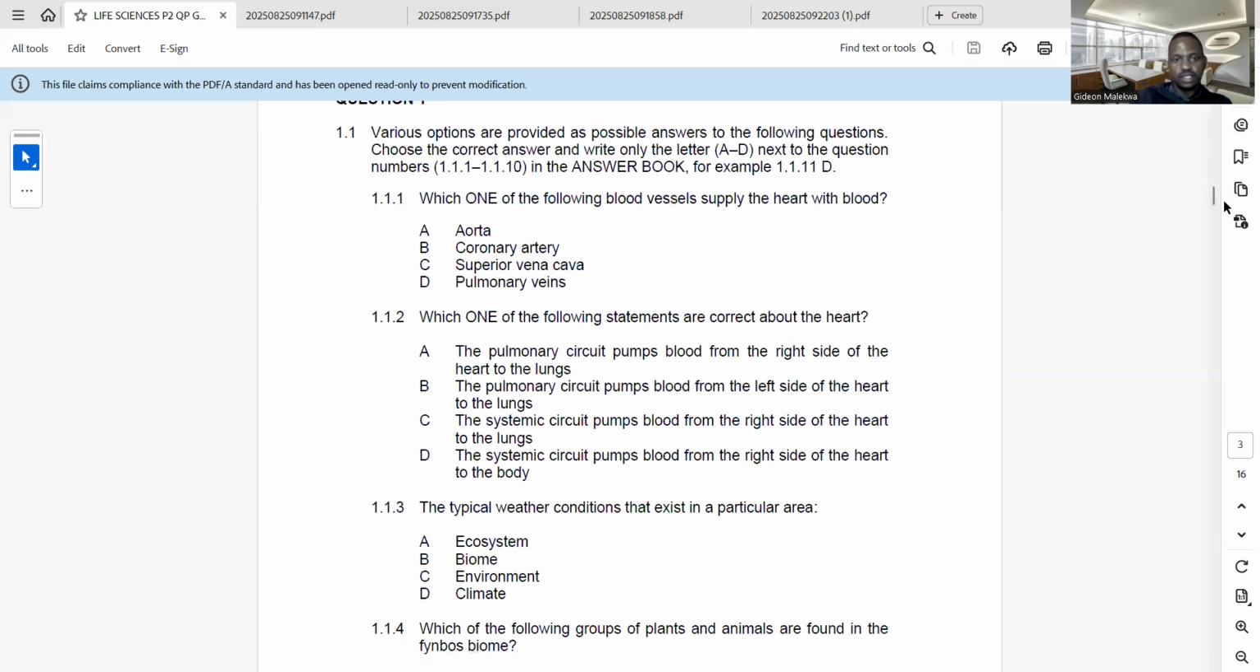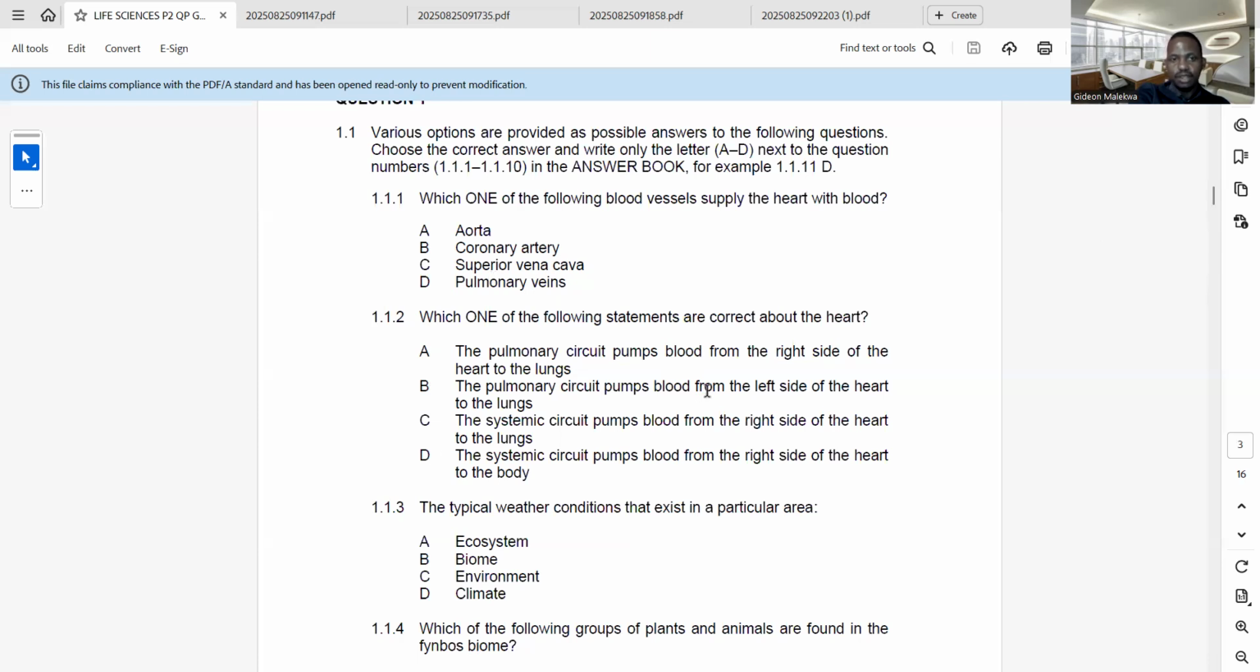So the first one says pulmonary circuit pumps blood from the right-hand side to the lung. So that is the correct answer. That is the correct option that we are seeing there. 1.1.2, the correct answer is A. Because the question is saying choose only one, which means the rest of them will be wrong.